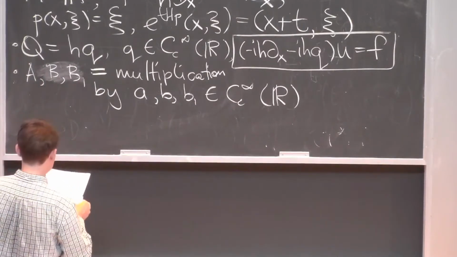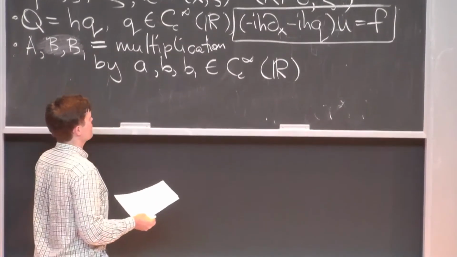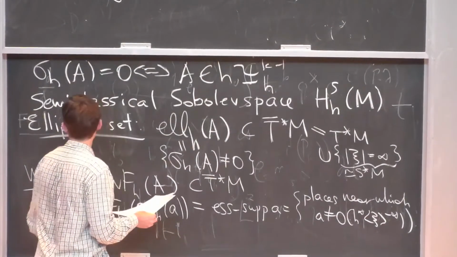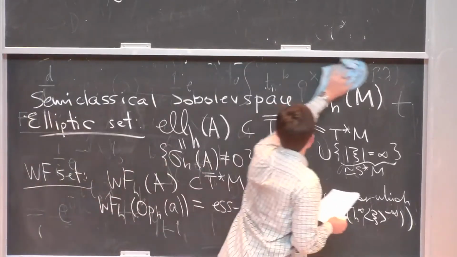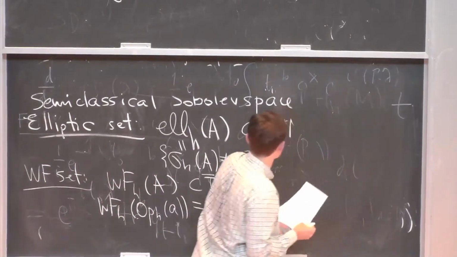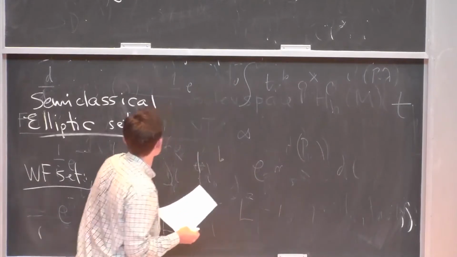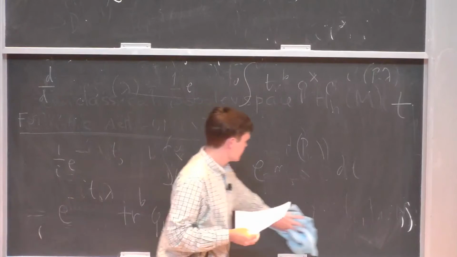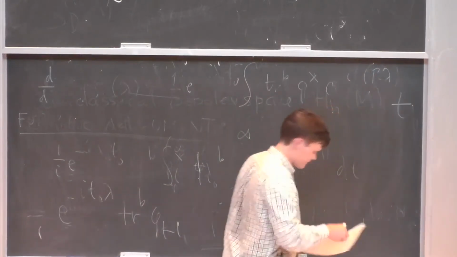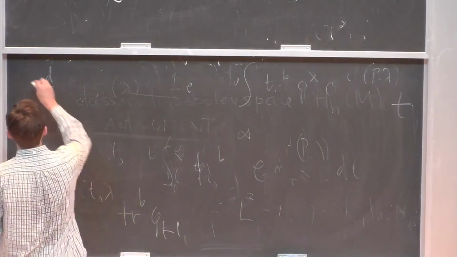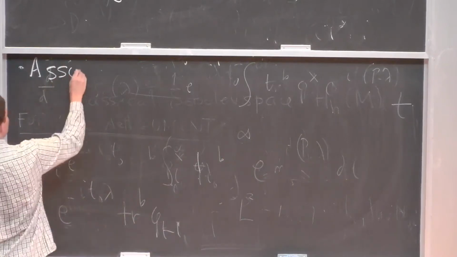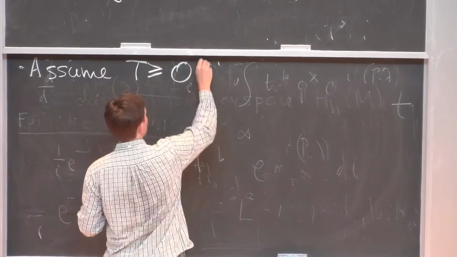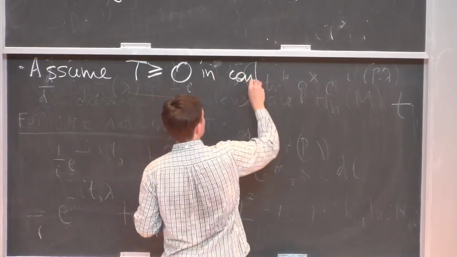And then, well, I don't have much room there, so I'm going to draw my control condition here. Okay. So we're solving an ODE that we know very well how to solve. So I'll assume that t is greater than or equal to 0 in the control condition.